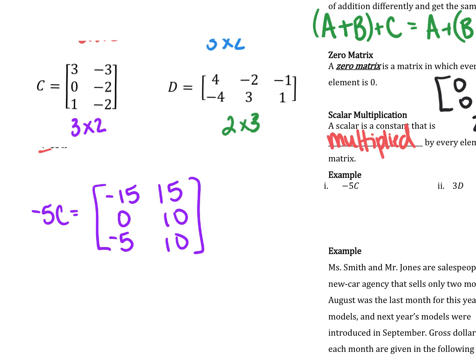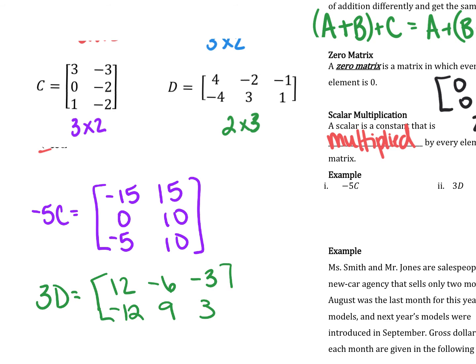You got that? If I want to do 3D, 3D is the other matrix I asked you to do. What am I going to do? Multiply every element by what number? 3. So 3 times 4 is 12. 3 times negative 2, negative 6. 3 times negative 1, negative 3. 3 times negative 4, negative 12. 3 times 3, 9. And 3 times 1 is 3. These are what we call scalars. Everybody okay with a scalar, right?